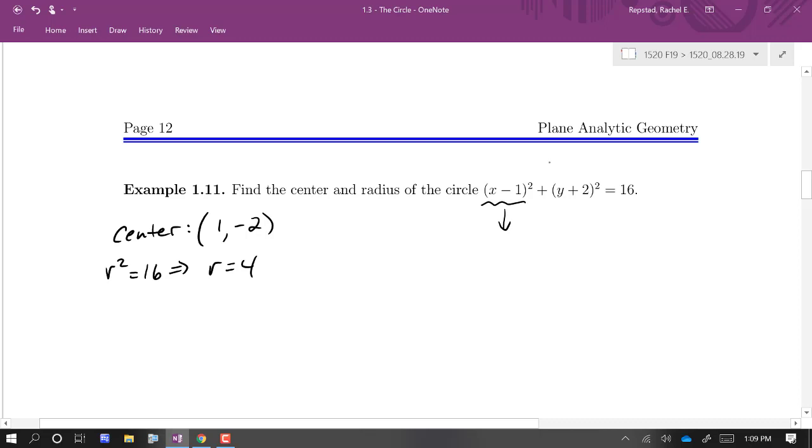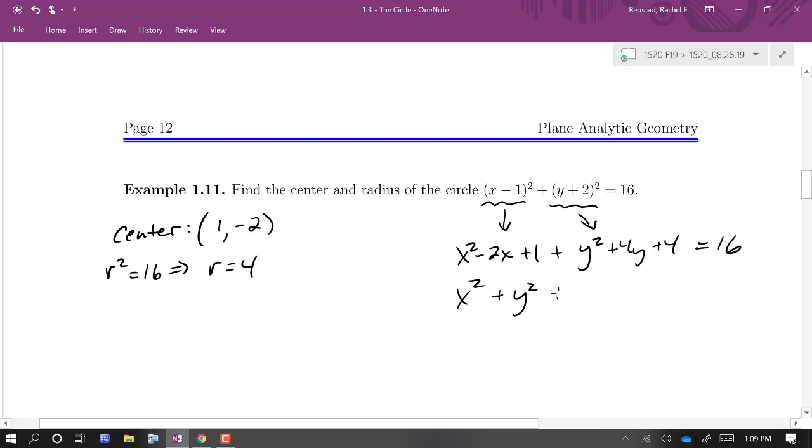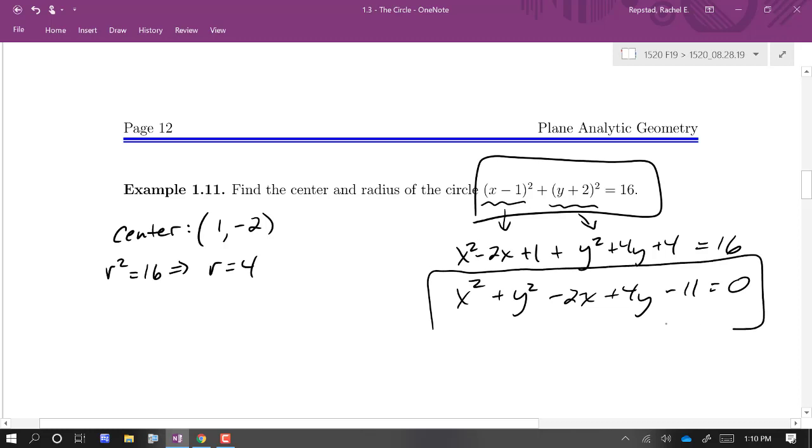What if I FOILed everything out, right? So this would be x squared minus 2x plus 1, and this part here is y squared plus 4y plus 4 equals 16, and then I could have x squared plus y squared plus, minus 2x plus 4y, and then what do I have, 5 on this side, minus, if I subtract 16, that's 5 minus 16. What is it? Negative 11? Okay.